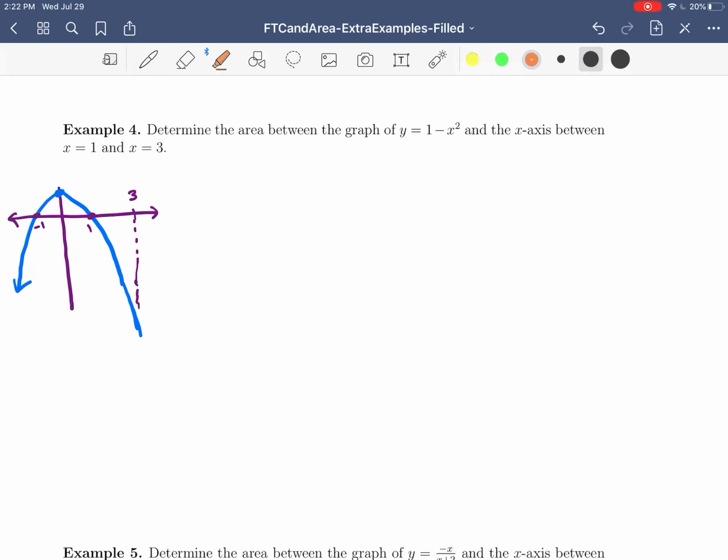What we're looking for is this area here. And because we're talking about area, we want it to be a positive number.